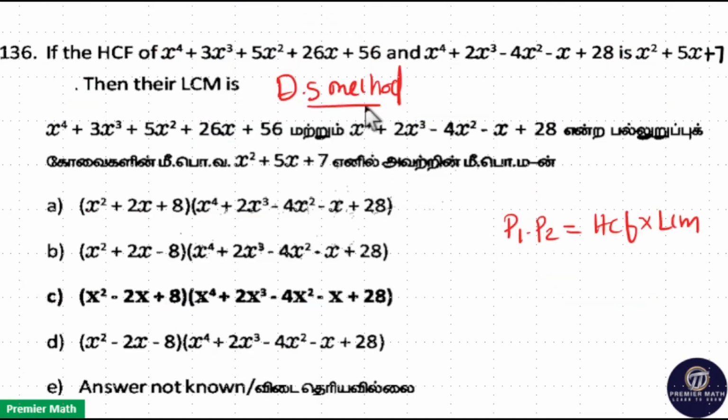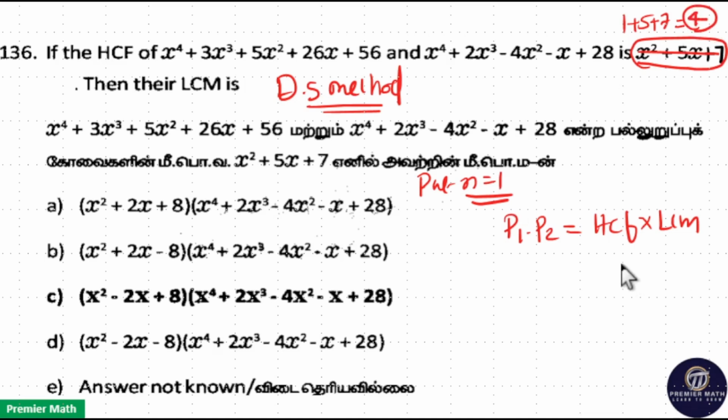Now, if you are using the digital sum method, just find the digital sum of these four terms. To find the digital sum, put the value of x as 1 here and find the digital sum. Here x is a variable, so x can have any value. Now, the digital sum of HCF is equal to 1 plus 5 plus 7, which is equal to 13. So, 1 plus 3, 4 is the digital sum of HCF.